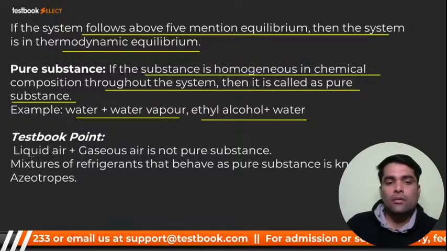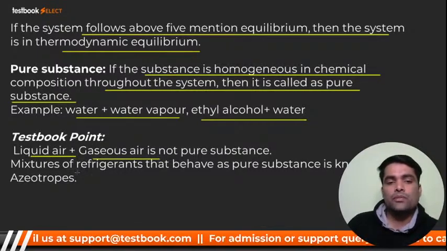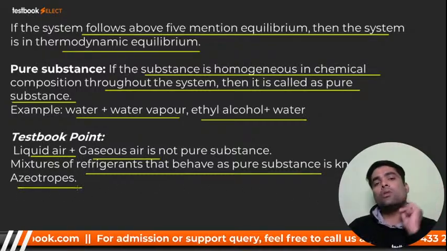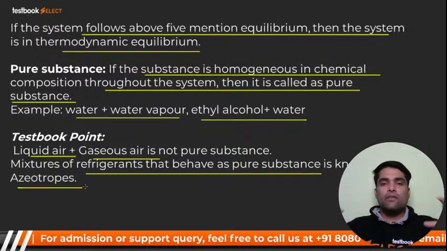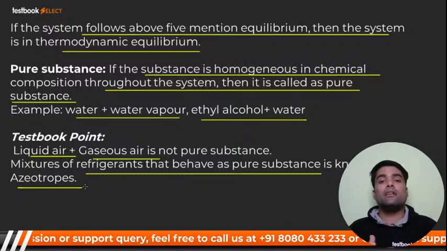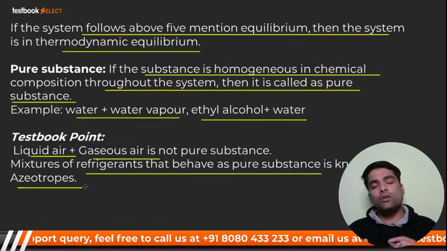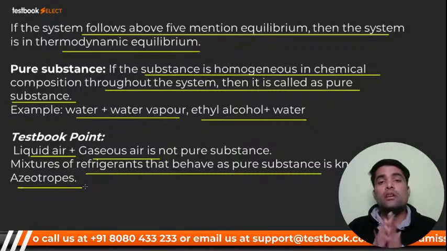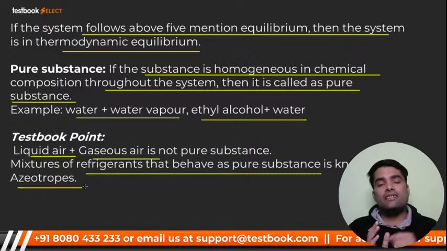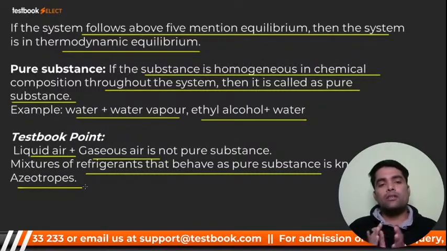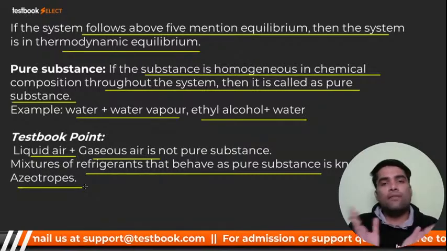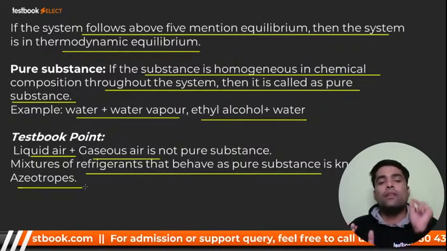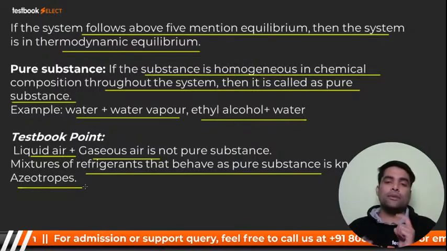But when I talk about liquid air plus gaseous air, it is not a pure substance. A mixture of refrigerants that behaves as a pure substance is called an azeotrope. Azeotropic refrigerant is when a mixture of refrigerants that we have mixed behaves like a pure substance, so that is known as azeotropes. Remember, liquid air plus gaseous air is not a pure substance, because when you liquefy the gaseous air, different gases will liquefy at different temperatures, so definitely the mass of each gas will be different. That's why I said it is not a pure substance.